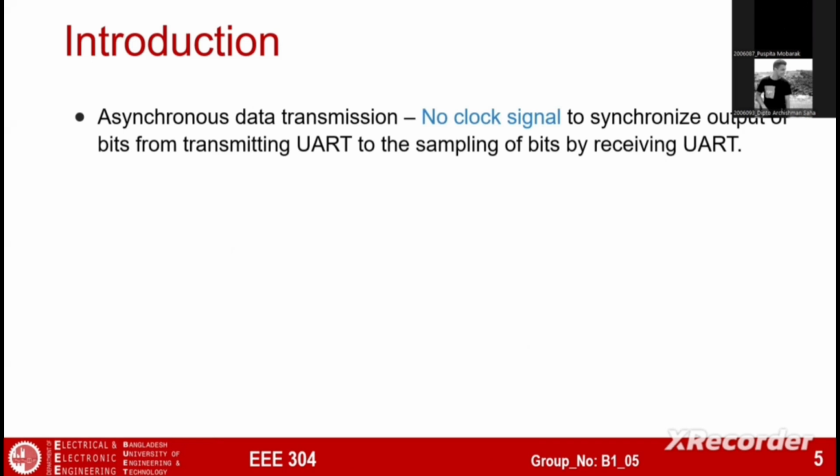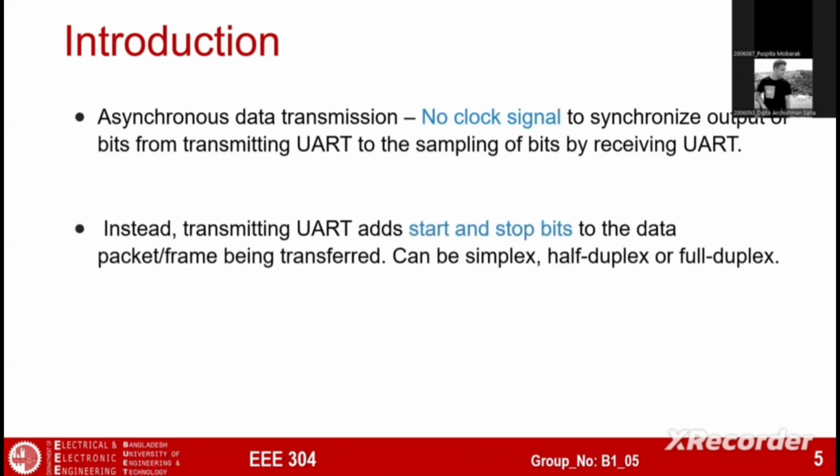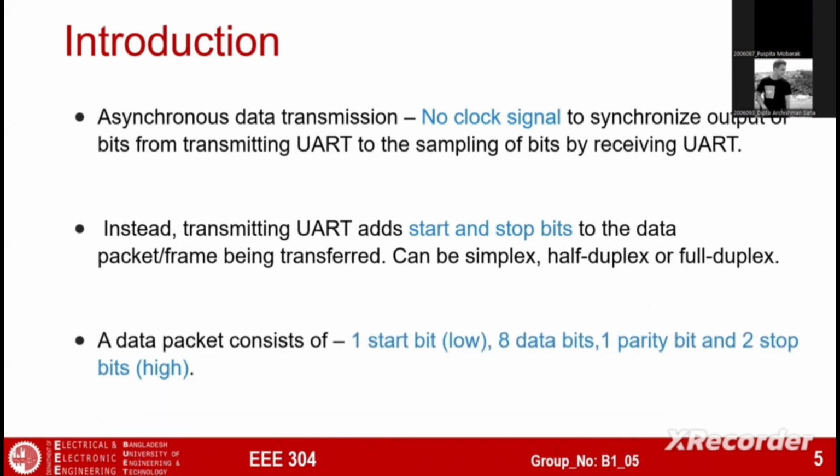Now, from the name, we have seen that it is asynchronous data transmission. That means there is no clock signal required to synchronize the transmitter and receiver UARTs. The synchronization process is actually conducted by start bits and stop bits. Start bit indicates the start of data transmission and stop bit indicates the end. Now, a typical data packet consists of one start bit, 8 data bits, a parity bit, and 2 stop bits that we have used here.